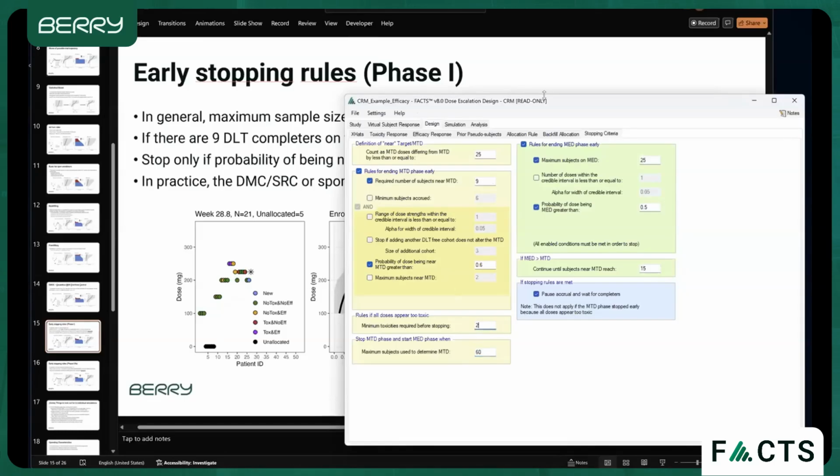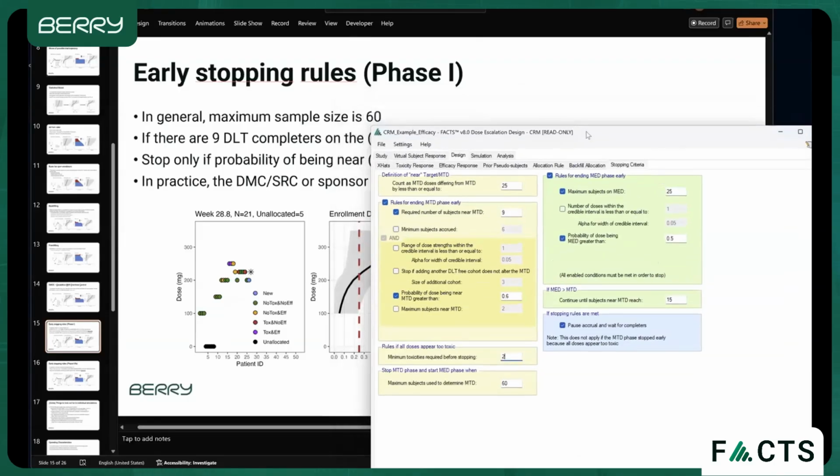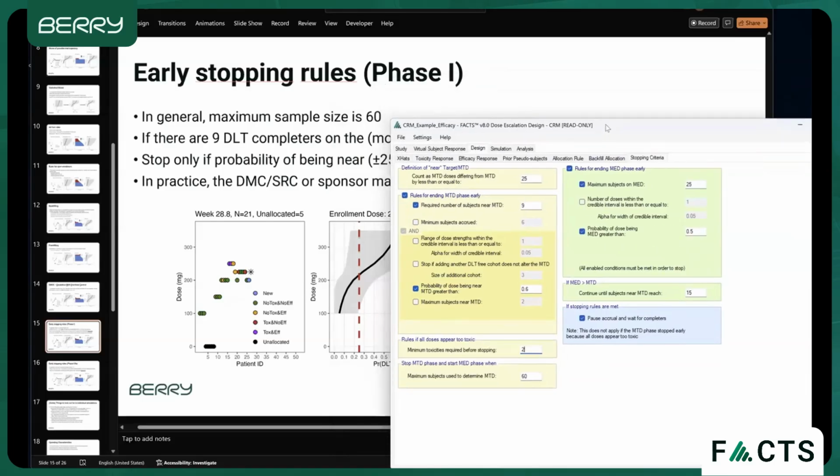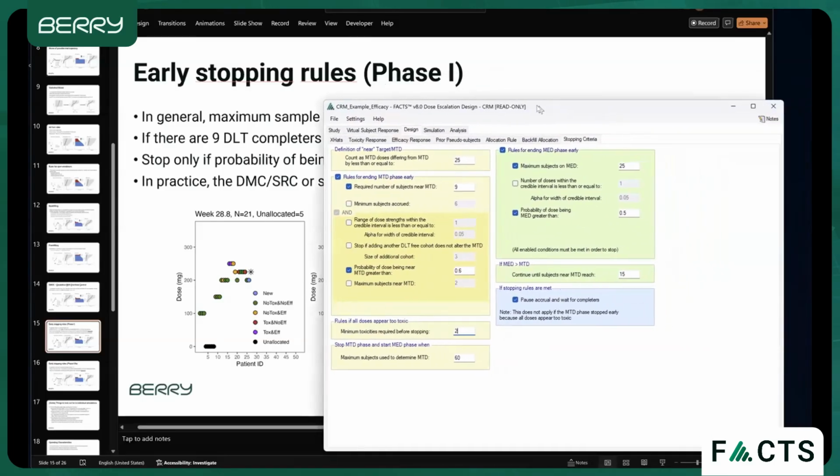Of course, this is just for the purposes of the simulation of showing how this algorithm behaves. In practice, the DMC or SRC or sponsor may always say, no, we will continue assignment to 225 milligrams. But that's outside of the scope of this simulation.